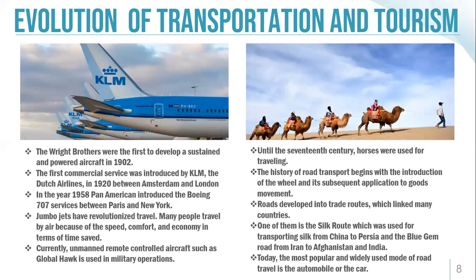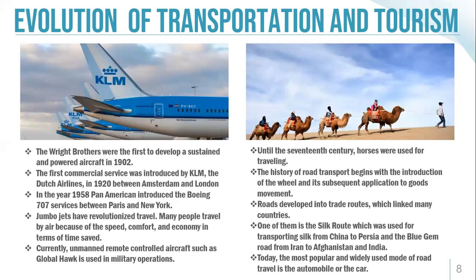Last but not least, right now there are unmanned airplanes, meaning you can control them using a controller. The plane is automatic, but only for soldiers, for military operations. That is known as the Global Hawk. Very high tech.